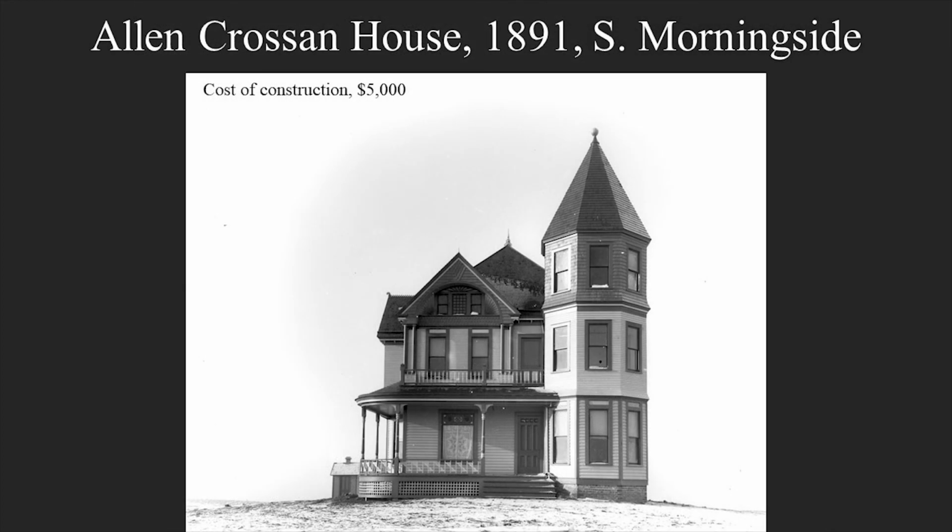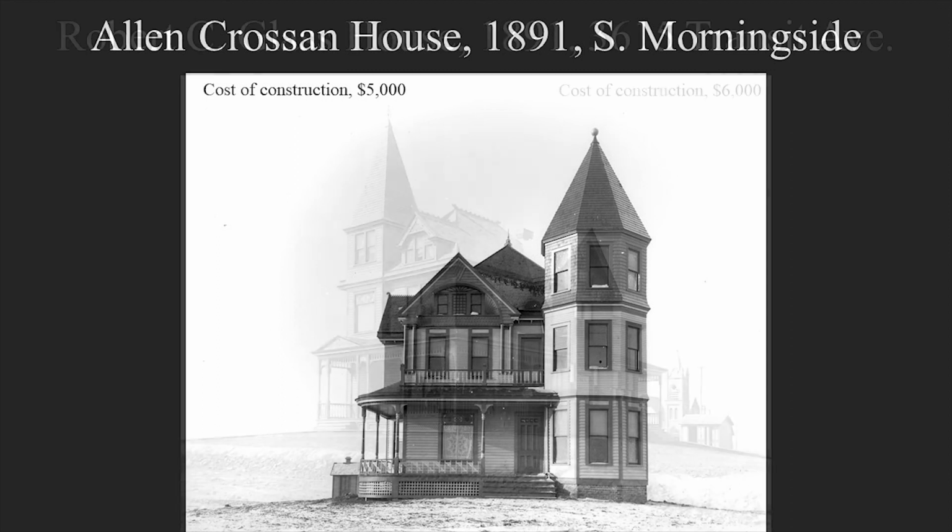The Allen Crossan House was built in 1891 in South Morningside. It was built for a cost of $5,000. I say South Morningside because there's no accurate way to describe its location. It's near where the Southern Hills Mall is today. It was a farm out in the middle of nowhere when it was built in 1891.